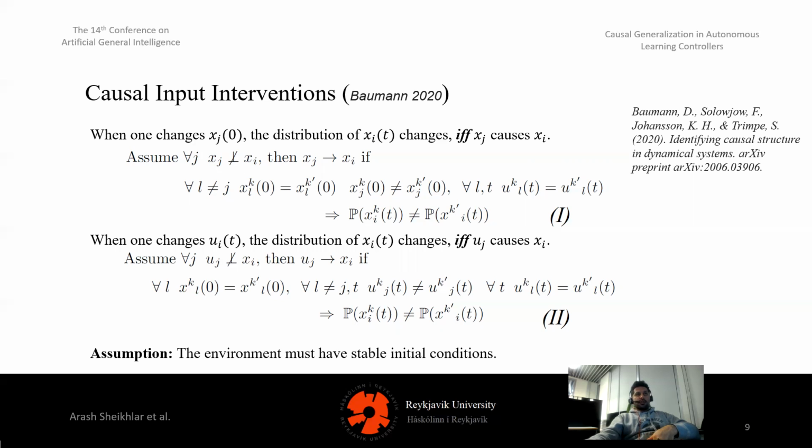And in simple words, again, when you change the input control trajectory, the distribution of an observable changes if and only if there's a causal relation between that control input and that observable.